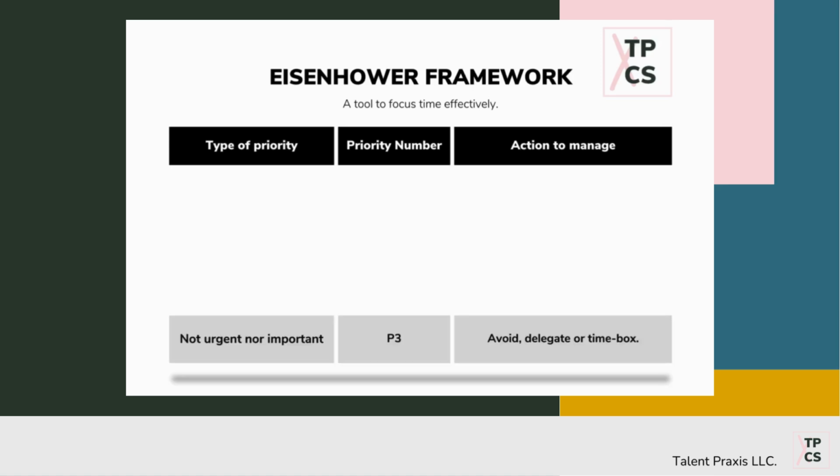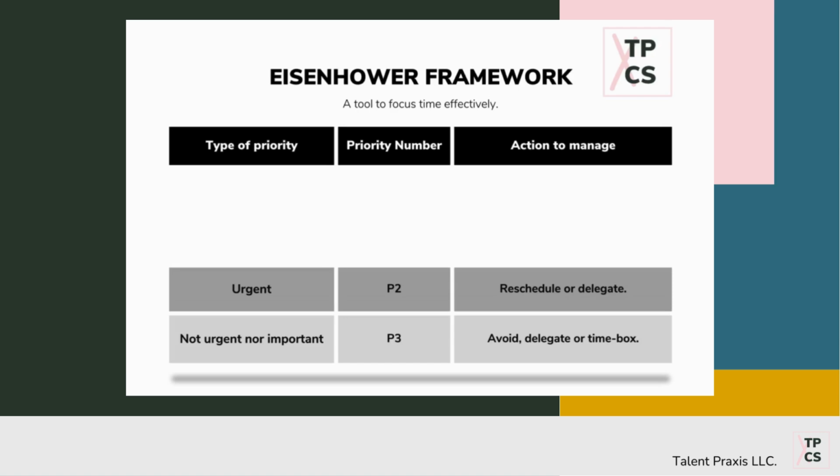So the first category in the Eisenhower framework is going to be work that is not urgent nor important. So this is work that does not move the needle and does not move things forward in your goals or your vision, and also work that is not time sensitive. Ideally, you should be avoiding or delegating this work to others, especially as a leader, and if unable, time boxing it so it doesn't take up too much time during your day.